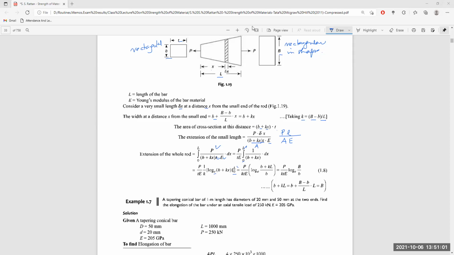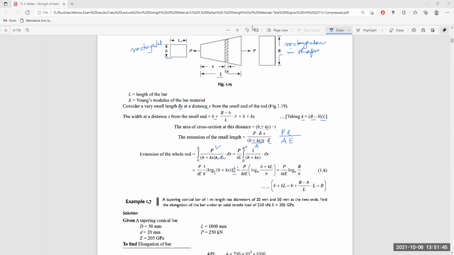Now if we put the value of 0 and L, it will take this particular form: log e of (B plus KL) by B. As if we put L here, B plus KL will be the first function, log e (B plus KL) minus only log B. So that becomes log of (B plus KL) divided by B itself. And here, if we put the value of K, this will take this form: T divided by K into T into E multiplied by log e into B divided by T.